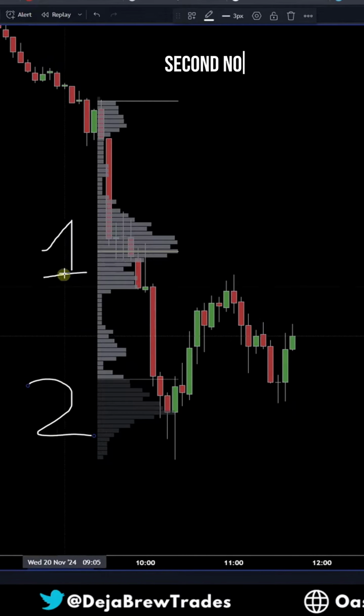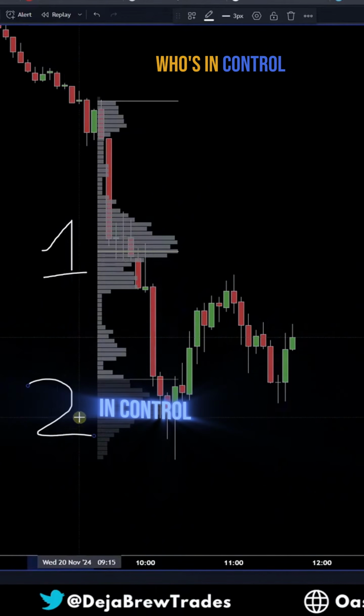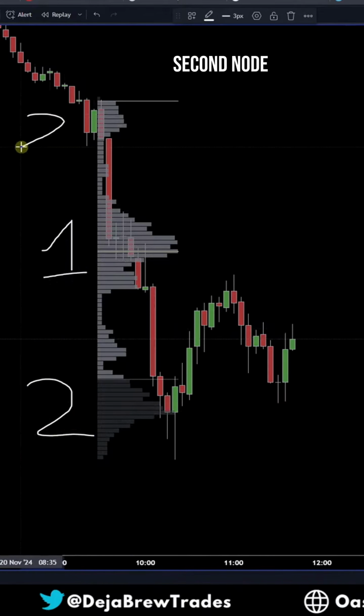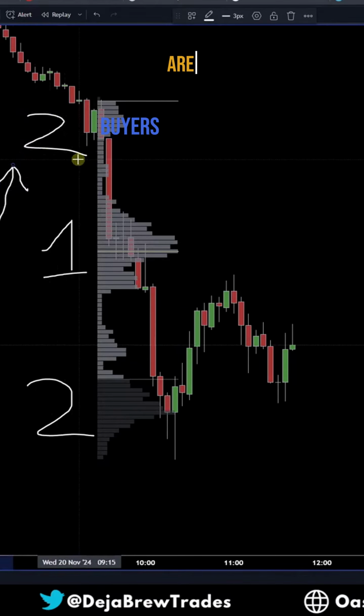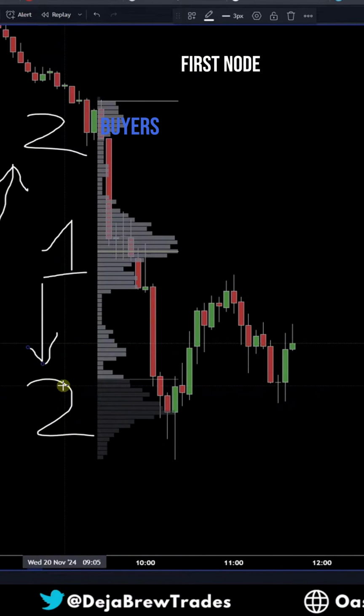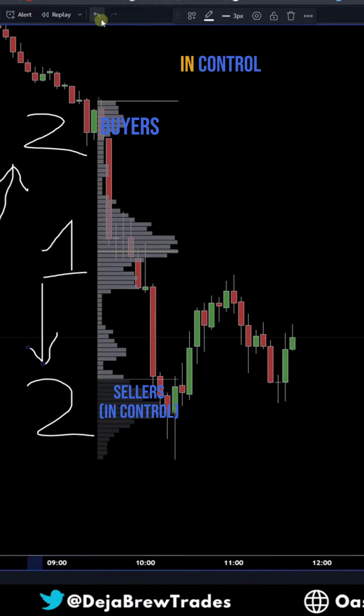So wherever the second node is typically who's in control. So if the second node is above the first node, that means we're trading higher. So the buyers are probably in control. If the second node is below the first node, that means that the sellers are in control.